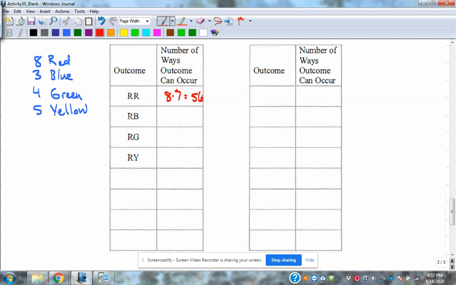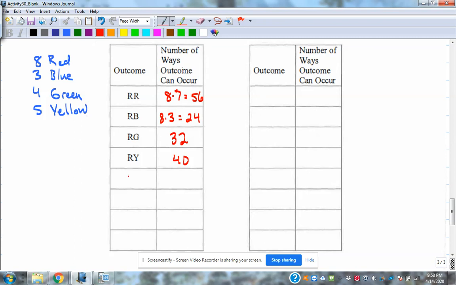Okay. If we draw a red, then a blue, there's 8 reds, 3 blues, which is going to give us 24 ways that that can happen. Red, green, we got 8 reds and 4 greens. 8 times 4 is 32. Red, yellow, 8 times 5 is 40 ways. Okay. Well, the next way, it doesn't matter which way we go here. I'm just going to go blue next.